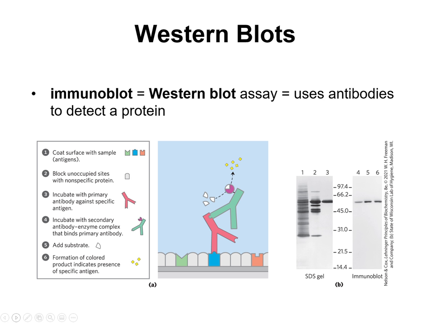Then you coat the surface with a blocking solution, and that's just to make sure that there's no non-specific protein interactions between the antibody that you're about to add and all the protein that's on your gel. You add your primary antibody, which has specificity against your antigen, so the thing that you're interested in. Then you add a secondary antibody that can detect the primary antibody.